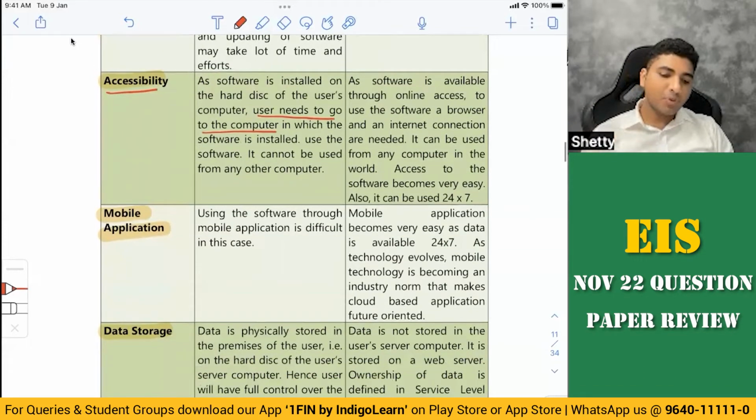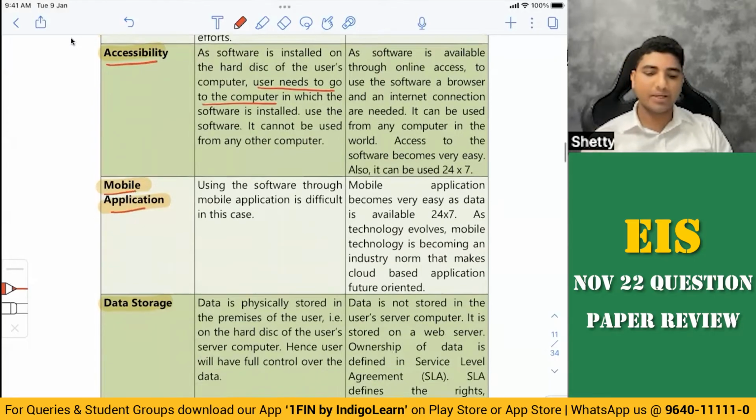Next one is mobile application. When we talk about installed applications, that is mostly PC specific. That will be installed only in your computer. You will not be able to access it using your mobile phones or iPad or other devices. But when we are talking about a cloud-based application, all that it requires is a browser. As long as you have a browser, you will be able to access your cloud-based applications.